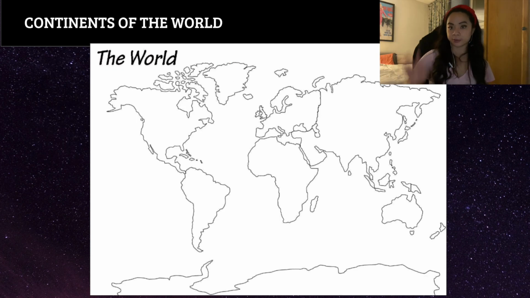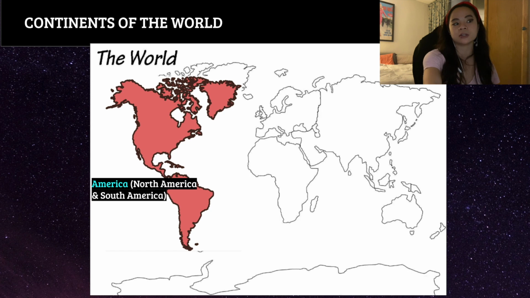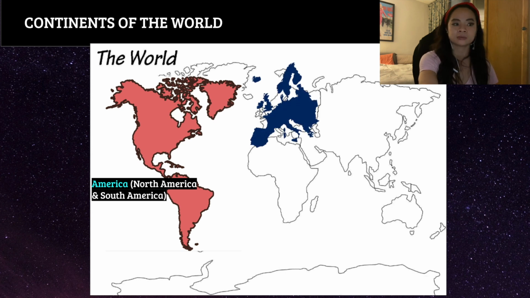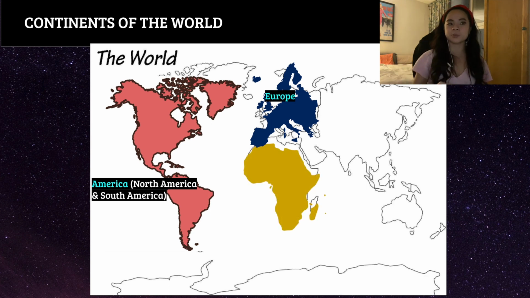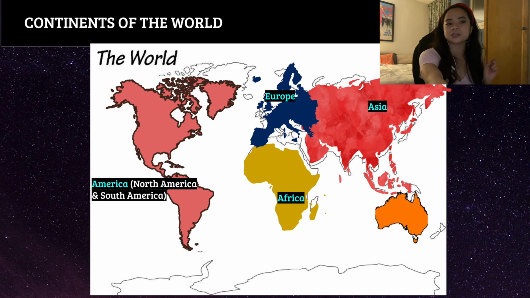So in class, we learned about 5 continents. What is this continent called? America. It's called America. In my country and in some other cultures, we learn that there are 2 continents in America, North America and South America. What is this continent right here? Europe. And what is the continent right below Europe? Africa. And this giant continent is called what? Asia.